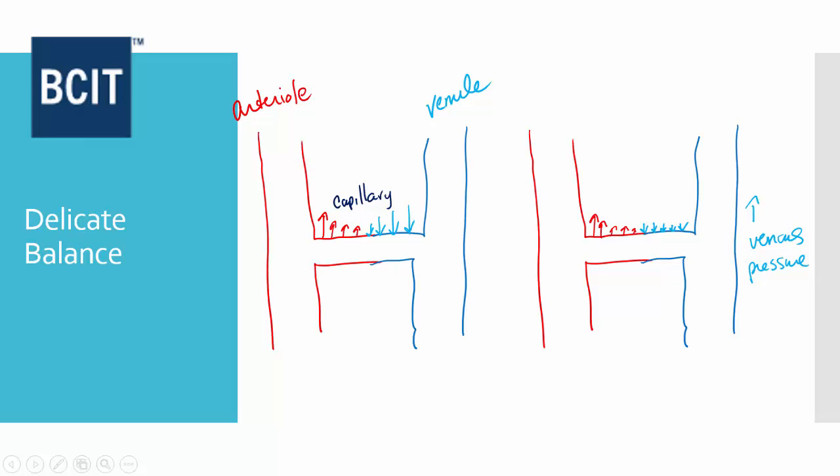We have fluid leak out into the interstitial space. It's higher pressure on the arterial side, so we get this fluid out into the interstitial space, and then we get reabsorption on the venous side.